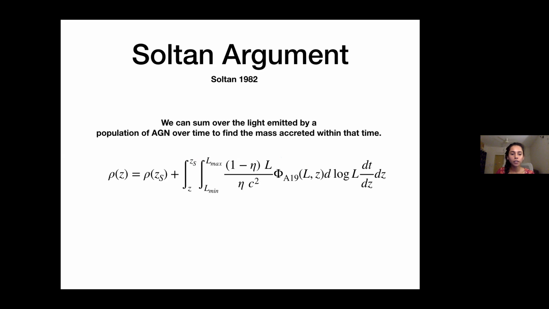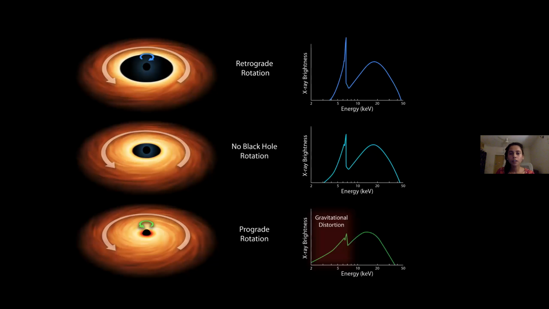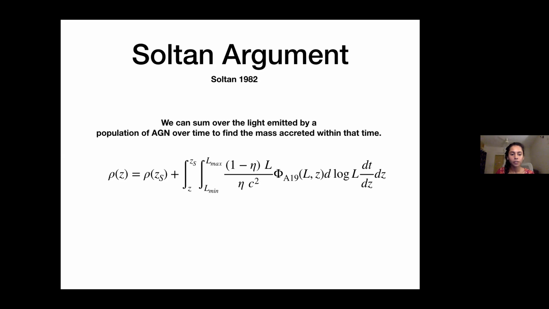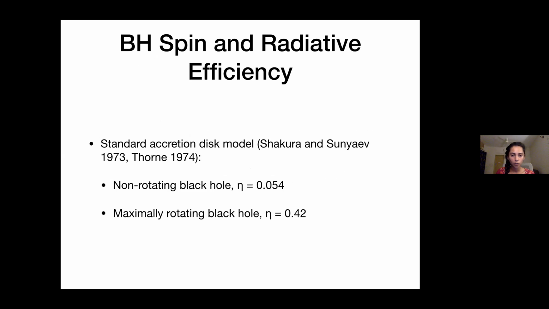Why should we calculate radiative efficiency? We calculated it because radiative efficiency is tied to one of the fundamental properties of black holes, spin. The spin of an AGN affects the intrinsic spectra of the AGN, and therefore we can quantify spin by summing up all the light radiated away by AGN and comparing it with the total mass accumulated by supermassive black holes using the Soltan argument. According to the standard accretion disk model, non-rotating black holes will have a radiative efficiency of 5%, and a maximally rotating black hole will have a radiative efficiency of about 42%.